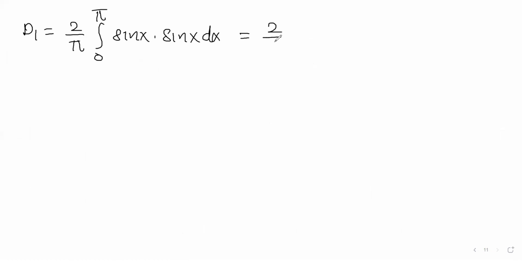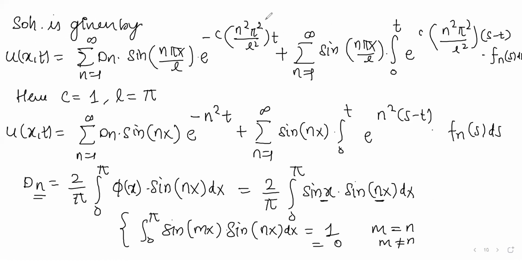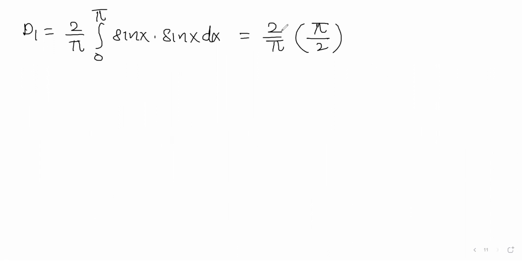So d_1 will be equal to 2 by pi, integral 0 to pi of sine x into sine x dx. That will give me 2 by pi, and this integral gives me pi by 2. Just a moment, I think I made a mistake. It's not 1, it's pi by 2. For the rest of them, it is 0. So this pi by 2 and this pi by 2 get cancelled, and I get simply 1.